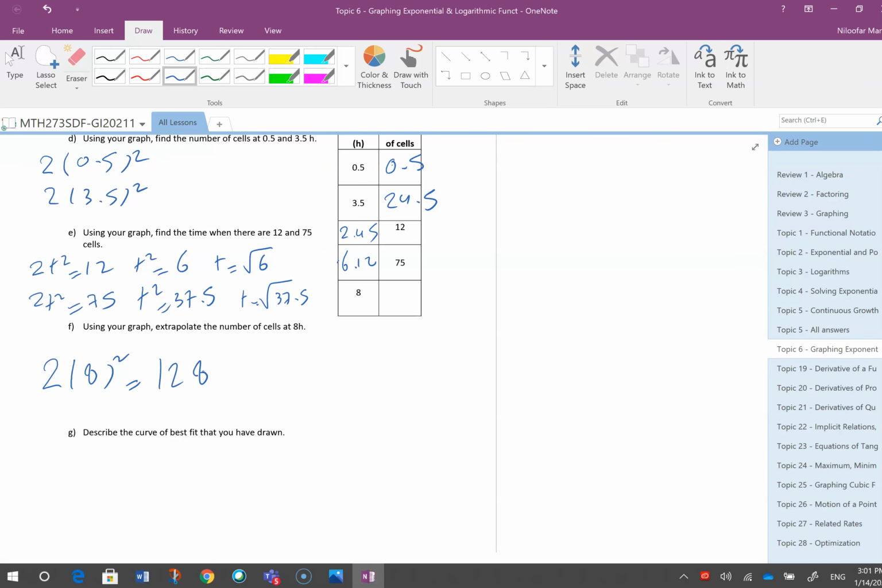Now describe the curve. If I have a large power, and if I have for example a large coefficient beside it, then I can see that the graph increases quickly. So the graph is increasing quickly.